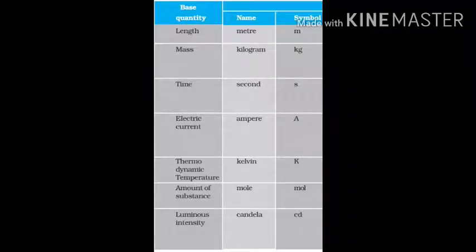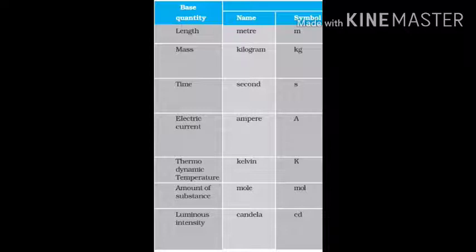Here is a list of these basic physical quantities with their names and symbols. Length in the SI unit system is meter, symbolized by small m. Mass is kilogram, symbolized by kg. Time is second, symbolized by s.